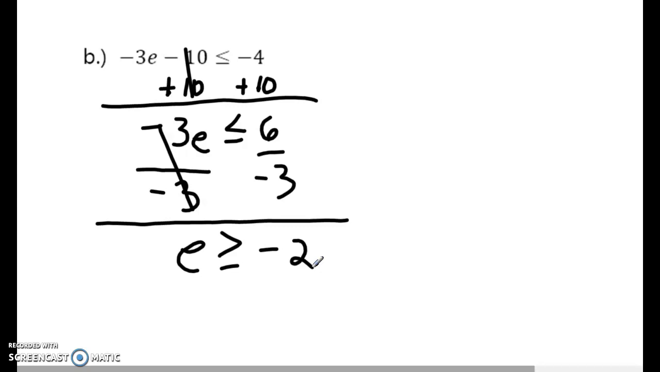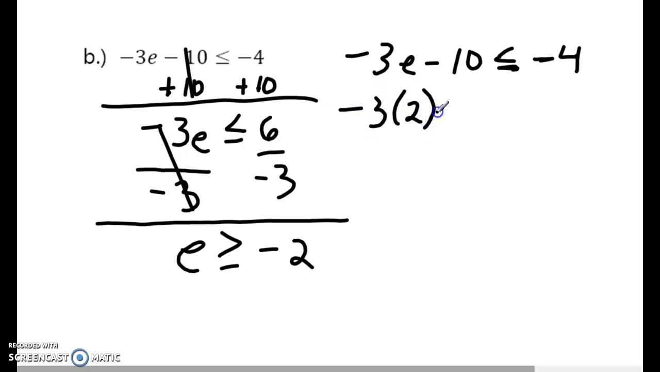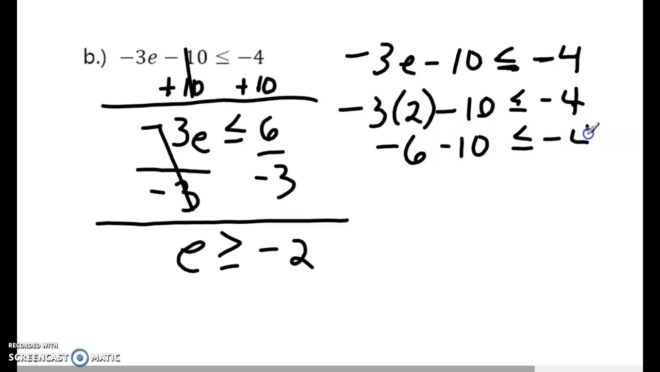Okay, so that means all numbers -2 and greater than that will work in this inequality. So I'm going to show you how that works. Evan, give me a number greater than -2. 2. Okay, so I'm going to plug in 2 for e. -3 times 2 is -6, minus 10, and I want to see if that will be less than or equal to -4. -6 minus 10 is -16. Is that less than or equal to -4?